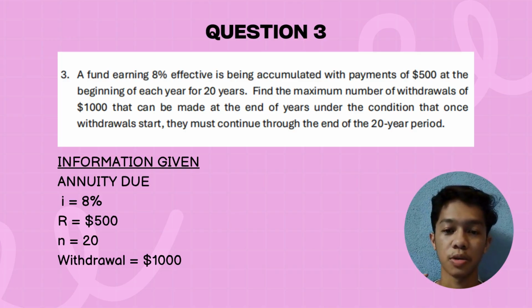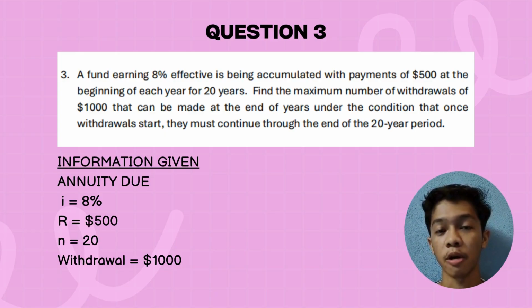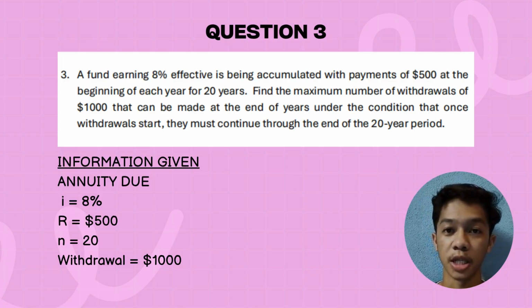Okay, so I'm going to read the question. A fund earning 8% effective is being accumulated with payment of 500 at the beginning of each year for 20 years straight. Find the maximum number of withdrawals of 1,000 that can be made at the end of years under the condition that once withdrawals start, they must continue through the end of the 20-year period.